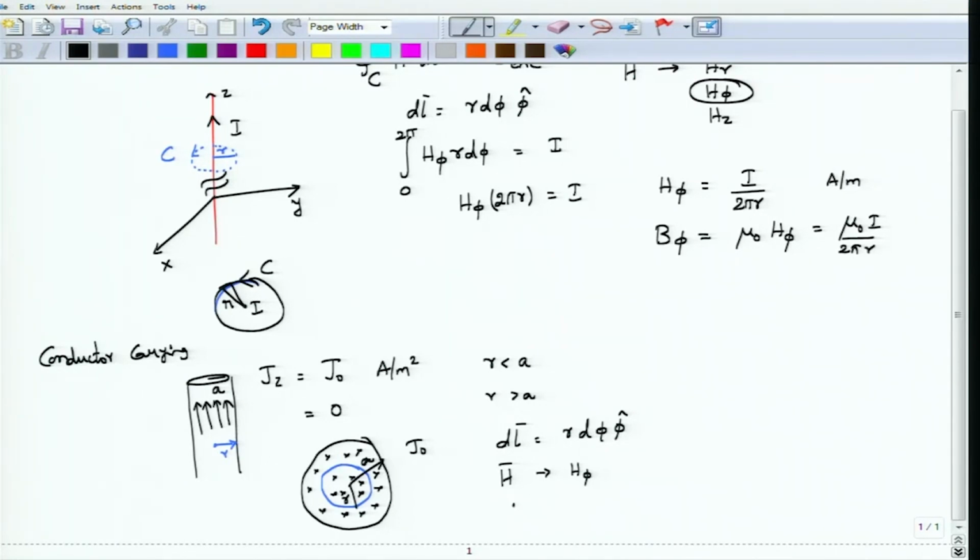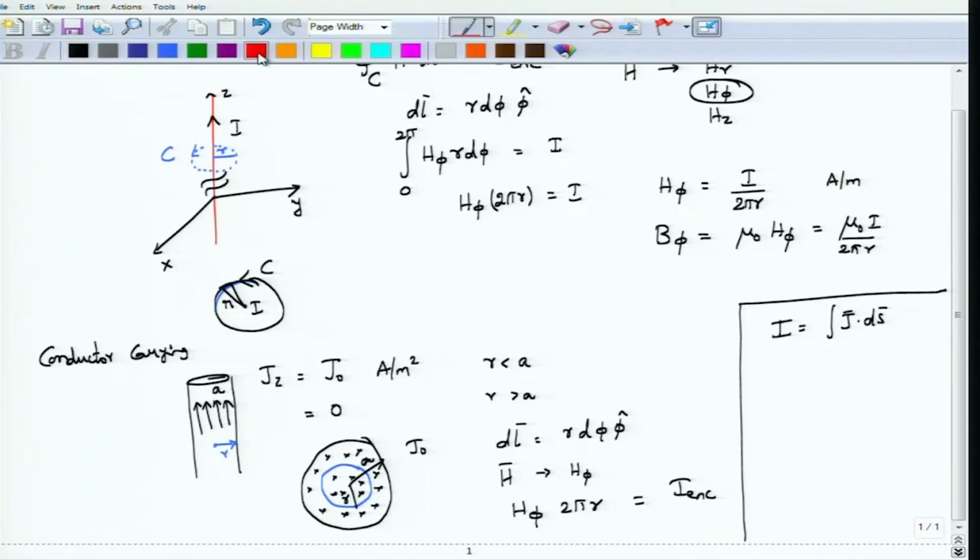What would change is the right hand side. So the left hand side does not change, so you still have H phi into 2 pi r, but this should be equal to the total current that is enclosed. Now what current is enclosed? In order to find the current enclosed, you need to find out the relationship between current and current density J. We already know that relationship, right. So current is given by integral of J dot ds. What surface should I consider, ds being the surface integral?